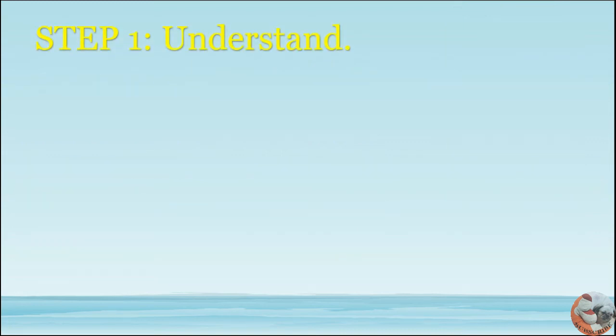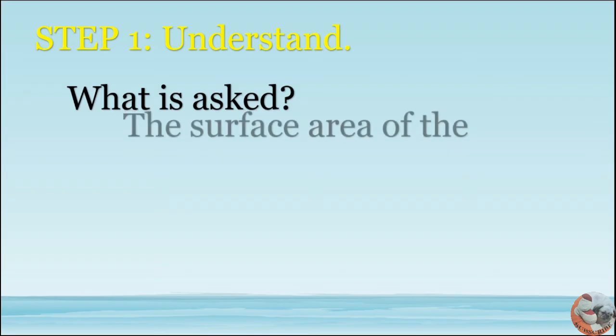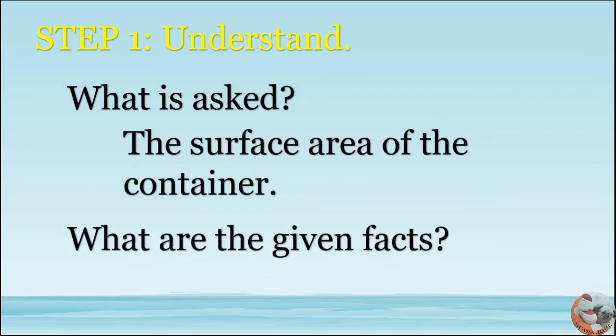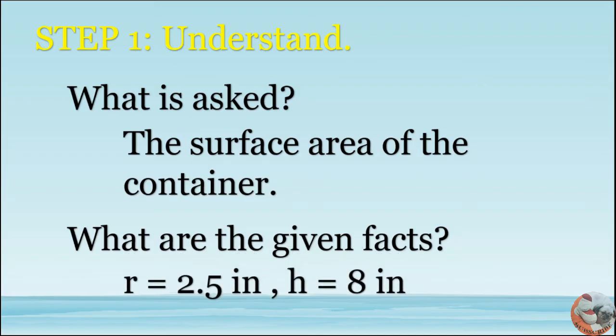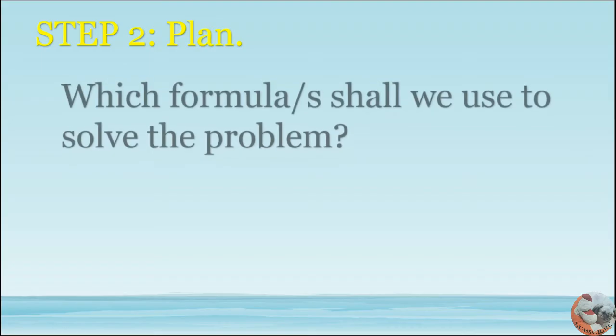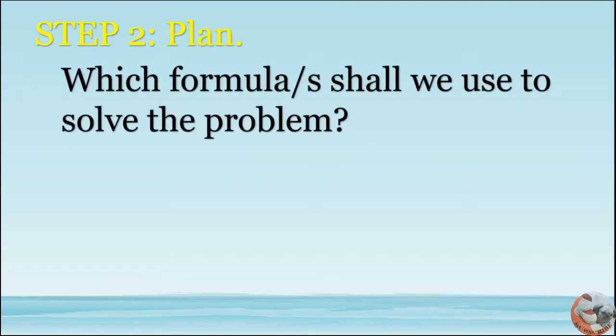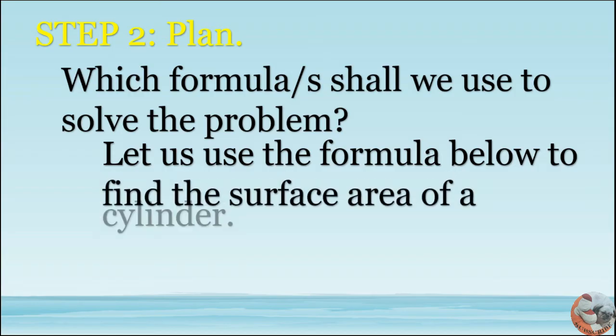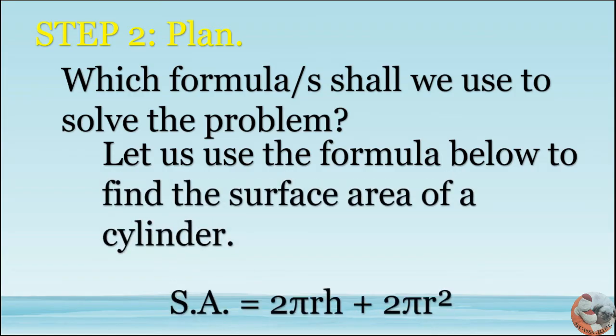Step 1. Understand. What is asked? The surface area of the container. What are the given facts? Radius is equal to 2.5 inches and height is equal to 8 inches. Step 2. Plan. Which formula shall we use to solve the problem? Let us use the formula below to find the surface area of a cylinder. SA is equal to 2 pi RH plus 2 pi R squared.